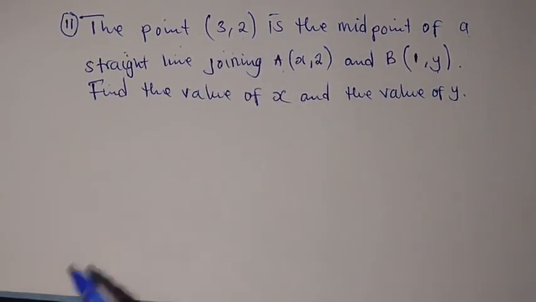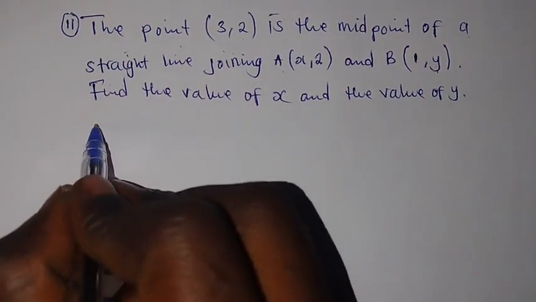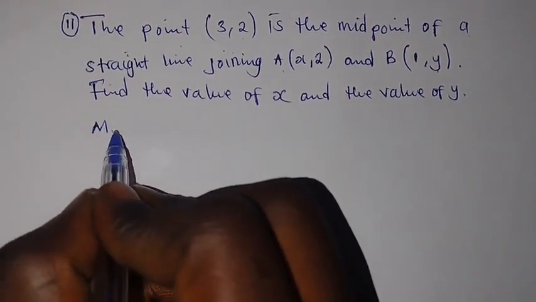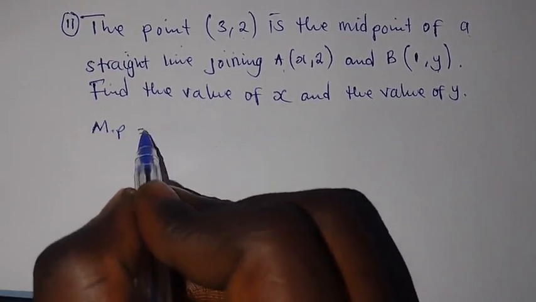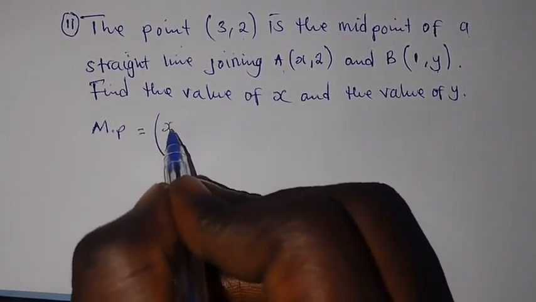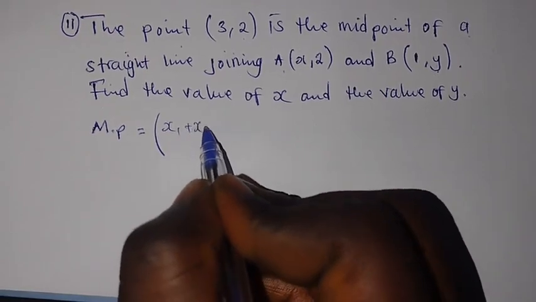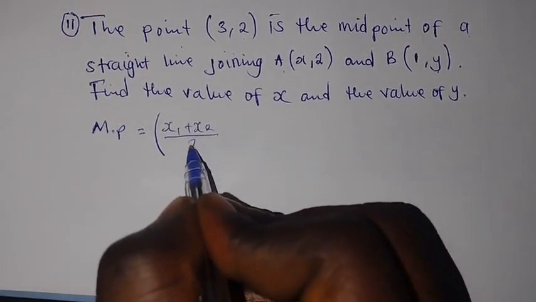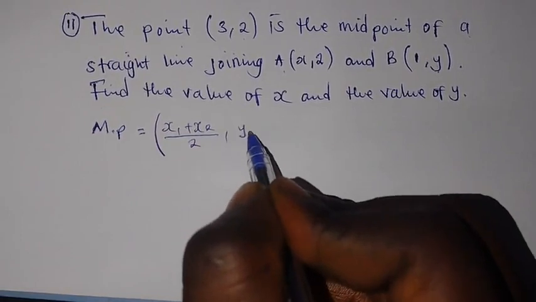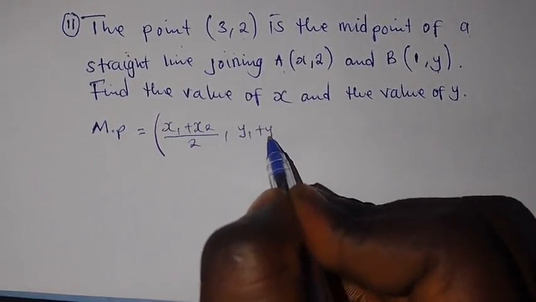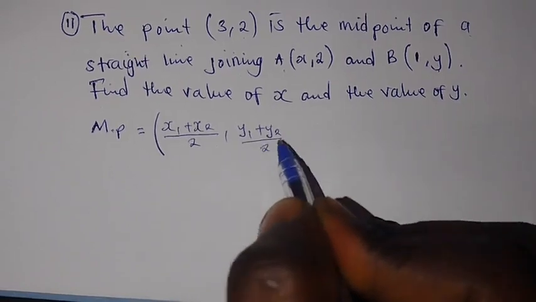So don't panic here. Come up with the formula, which is the same formula we have been using. Midpoint is equal to, so this is our formula. You must know this formula: x1 plus x2 over 2, comma, y1 plus y2 over 2.